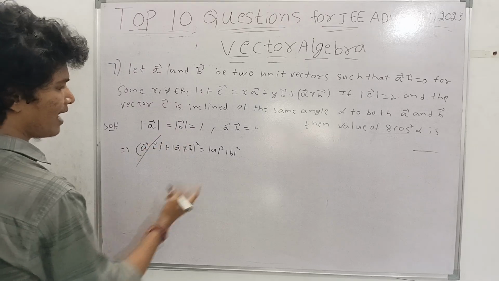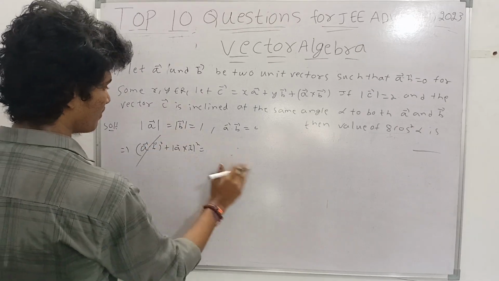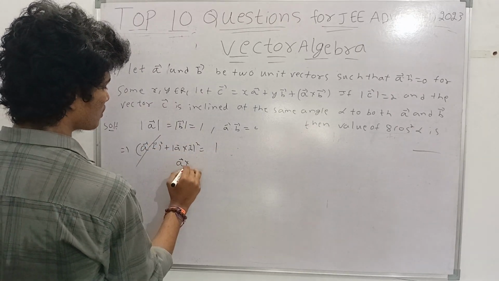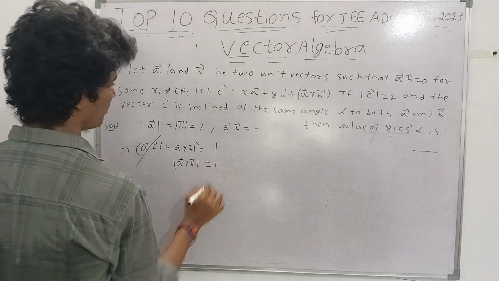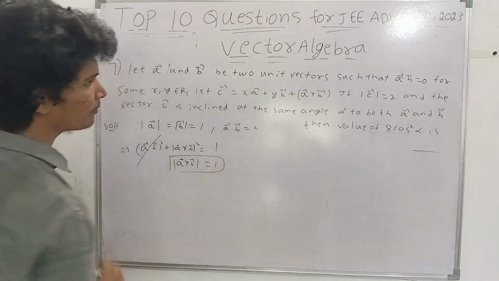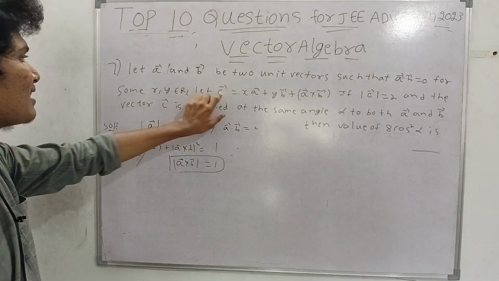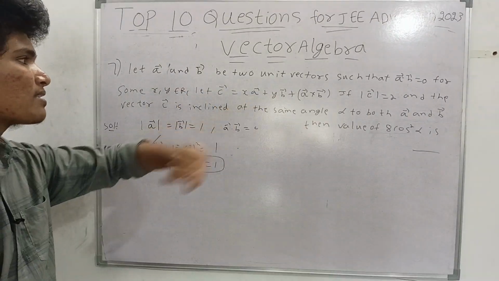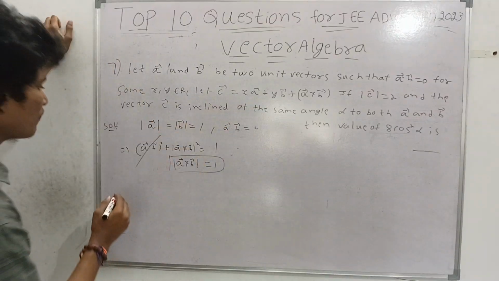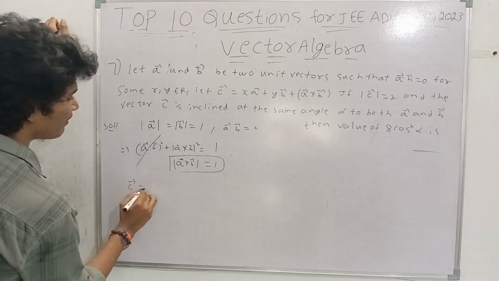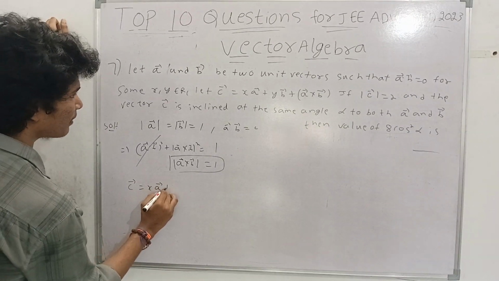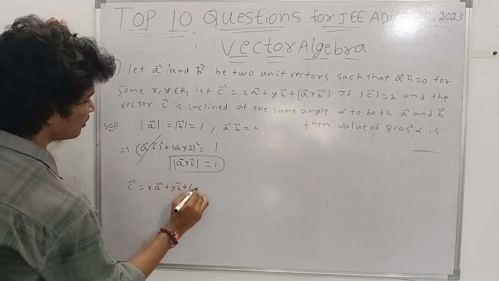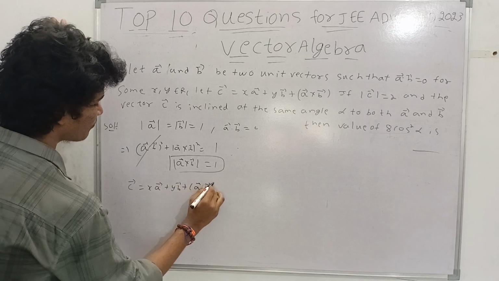So this is 0 and these are the unit vectors. So this value is 1. So what is the value of A cross B? This is 1. So this is an important thing. Now they have given, let C equal to X A bar plus Y B bar plus A bar cross B bar. So from this what we can do? C vector equals X A vector plus Y B vector plus A cross B.